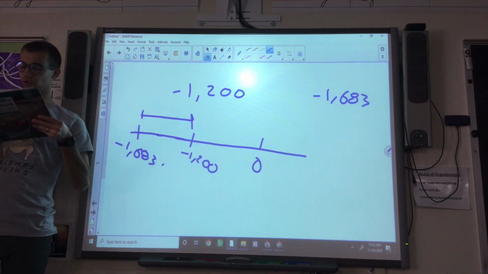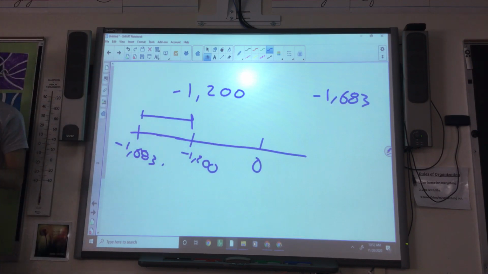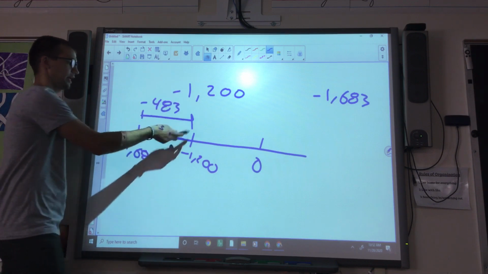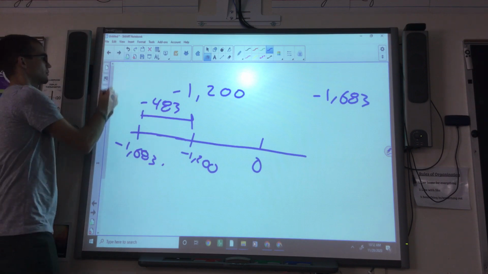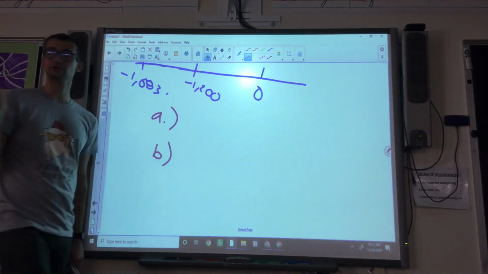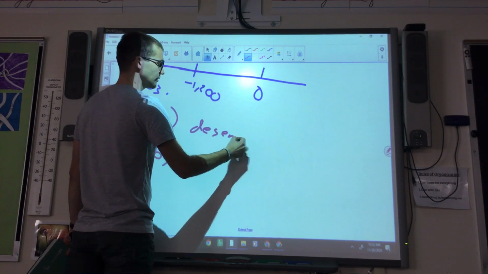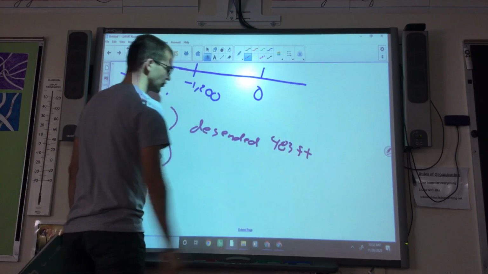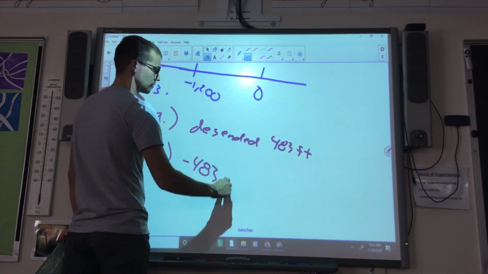The question in the book was: 483. How many feet did the submarine descend? Remember, 483 or negative 483. So it depends. You have to phrase this one of two ways. Either answer works, but you can't do a combination. You can say it descended 483 feet, or you can not say descended, but just say negative 483 feet.